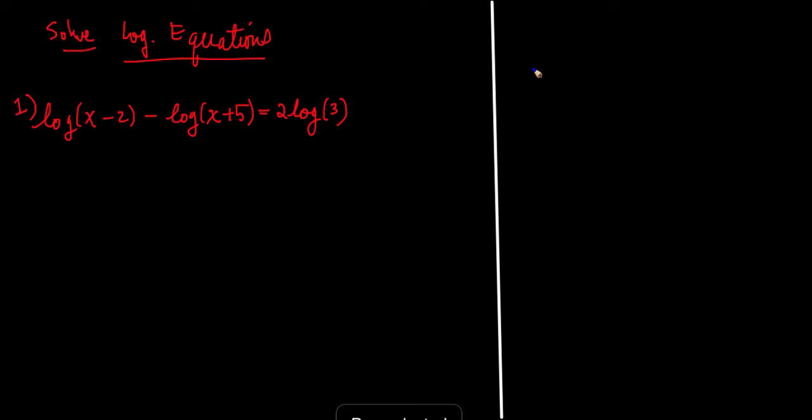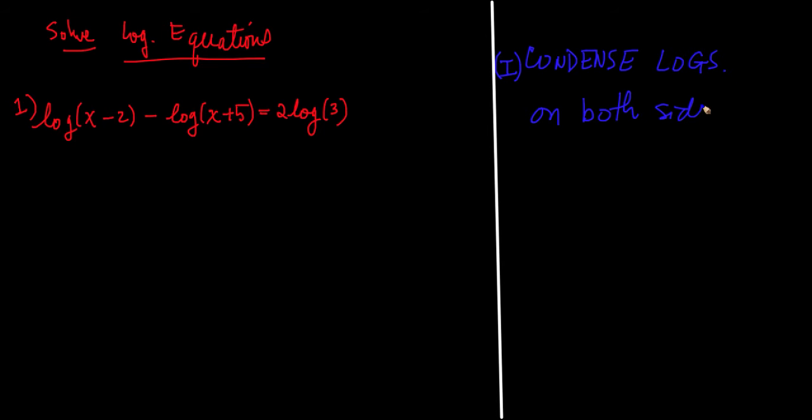And this general strategy is we want to condense logs on both sides of the equation. So this is one strategy. It's not the only one. We want to condense logs on both sides of each equation that we work with. And I'll show you how that works in this case.